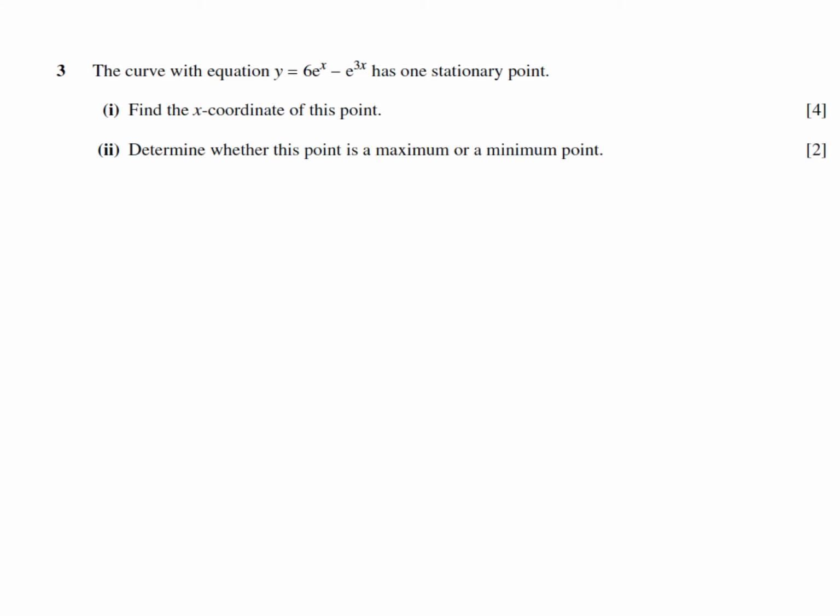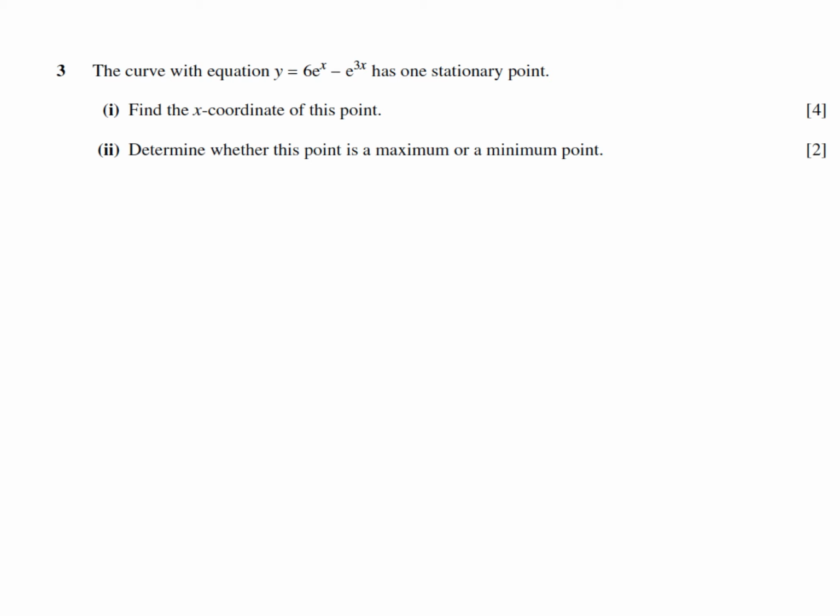So, curve with equation y equals 6e to the power of x minus e to the power of 3x has one stationary point. Find the x coordinate of this point and then determine whether this point is a maximum or a minimum point. Okay, first thing.